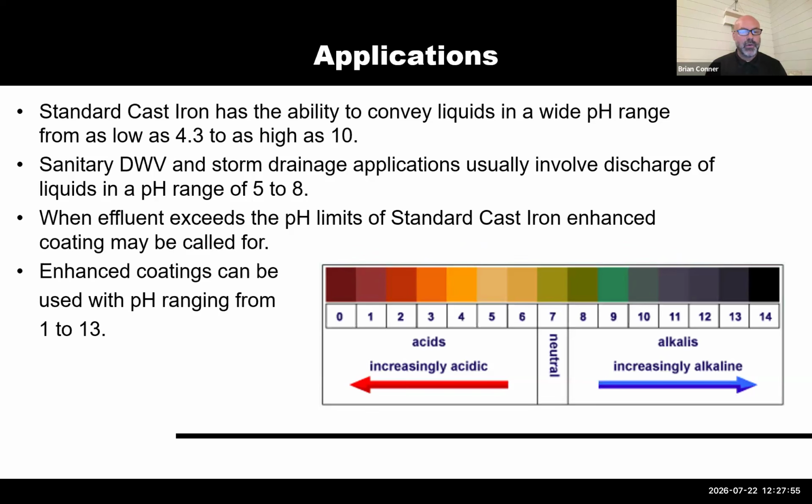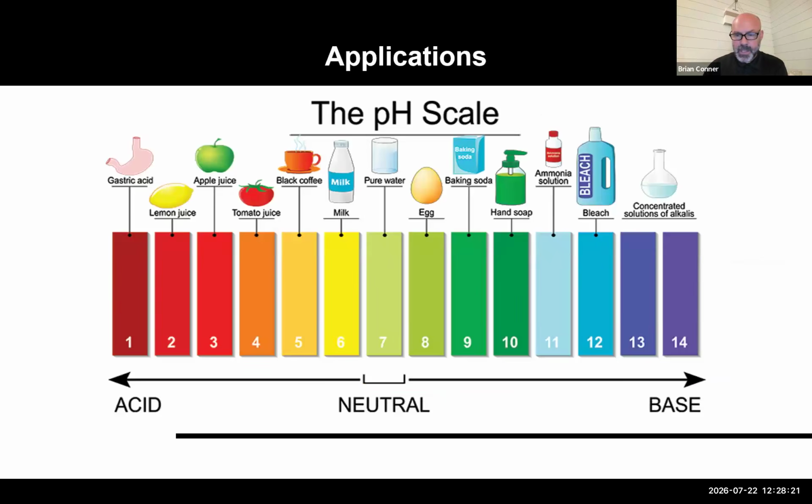normal iron, even though the enhanced coatings have the ability to handle very aggressive effluents, do not meet a standard that is recognized within the codes for use in acid waste or chemical waste applications. So I just wanted to make sure that we're clear on that. This is purely for DWV applications that have aggressive effluents or some sort of environmental stressor. And we'll talk more about that throughout this presentation.